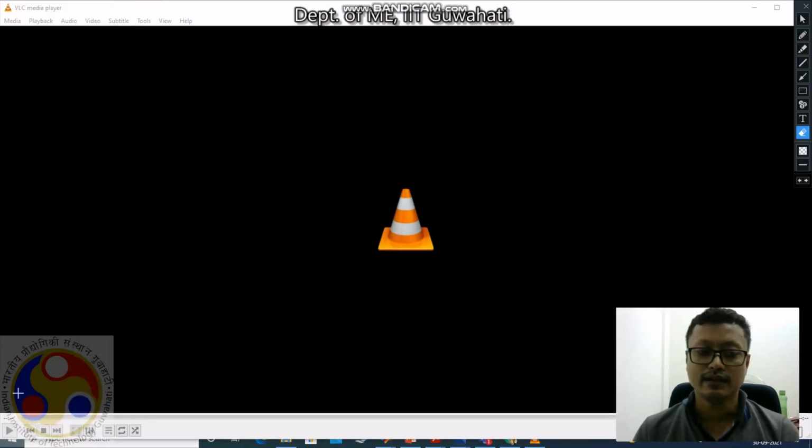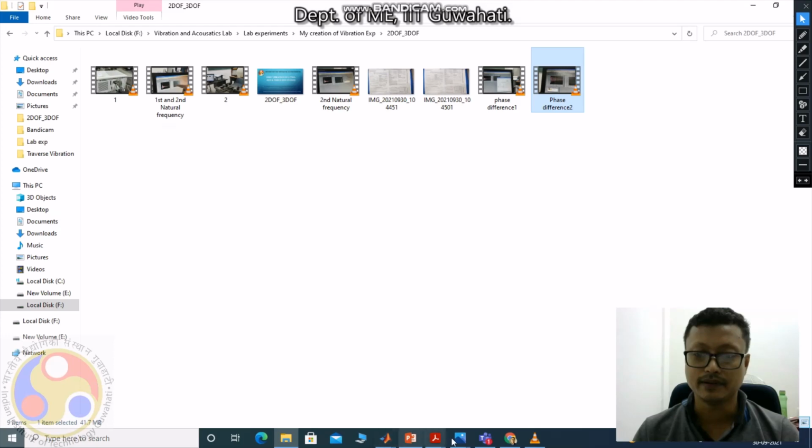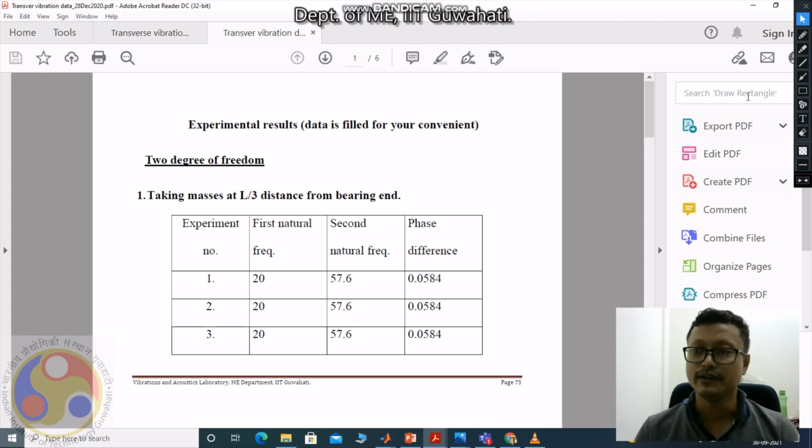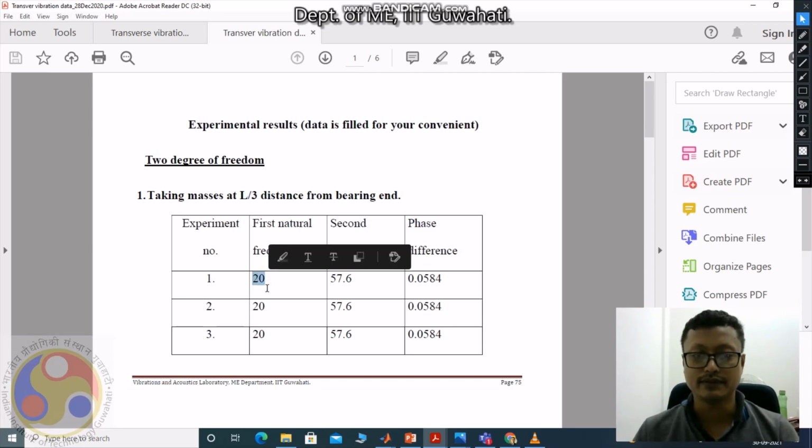Now I am going to show you the data table that we will provide to you. The data table will look like this. This is for a 2 degree of freedom system, taking the load at L by 3, meaning the loads are at equal distance from the beginning and end. I already showed you how to get the first natural frequency. We get 16, but in the data table we are giving you a value of 20, and the second natural frequency and the phase difference are given here.